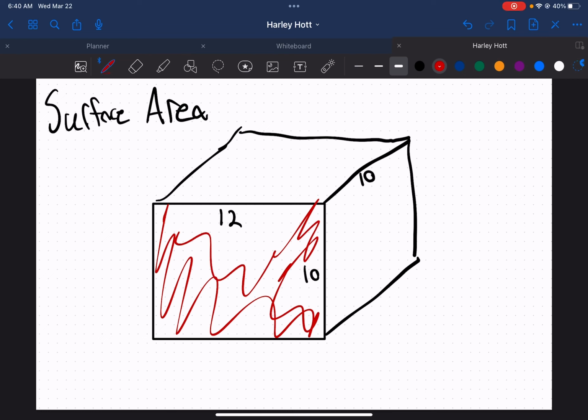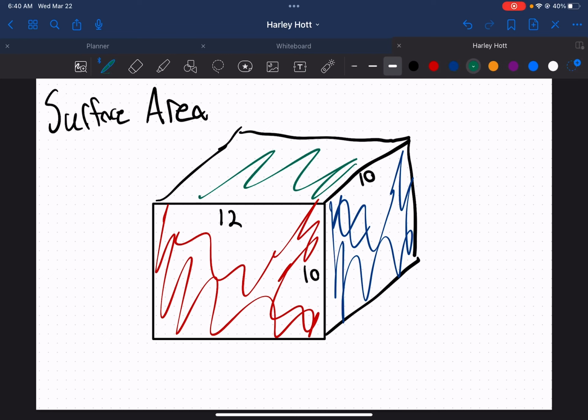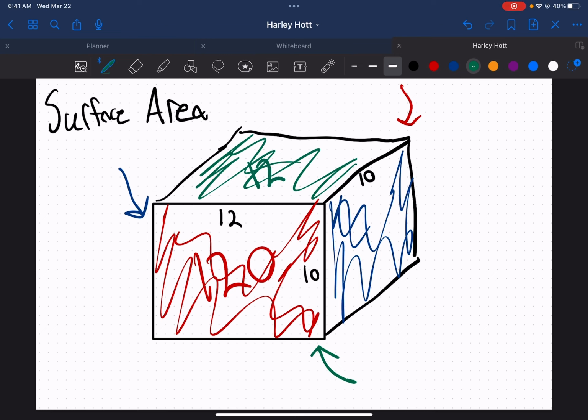This front face. Then we've got this part over on the side. We've got this part on the top. We've also got a couple that we can't see. We have a part on the bottom. We've got one coming along the side here, I'll do that in blue. And then there's the back that we can't see in this picture, but we know it's got to be there. Each has an area. We found the front area to be 120. Well, the top is 12 by 10, so this has to be 120 as well. The right side is 10 by 10, so 10 times 10 is 100.